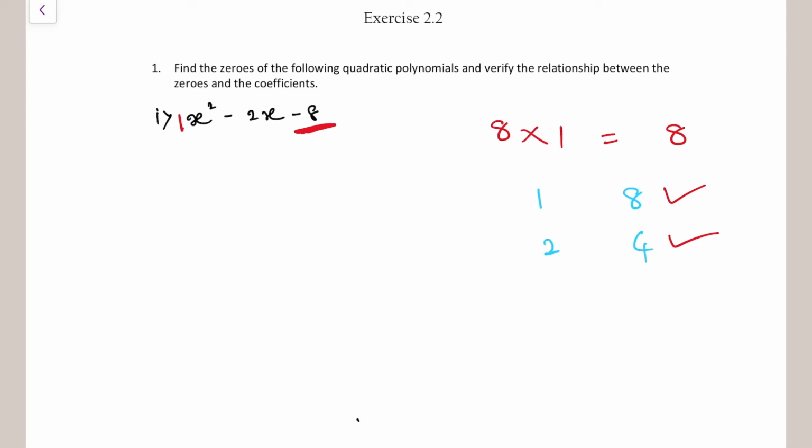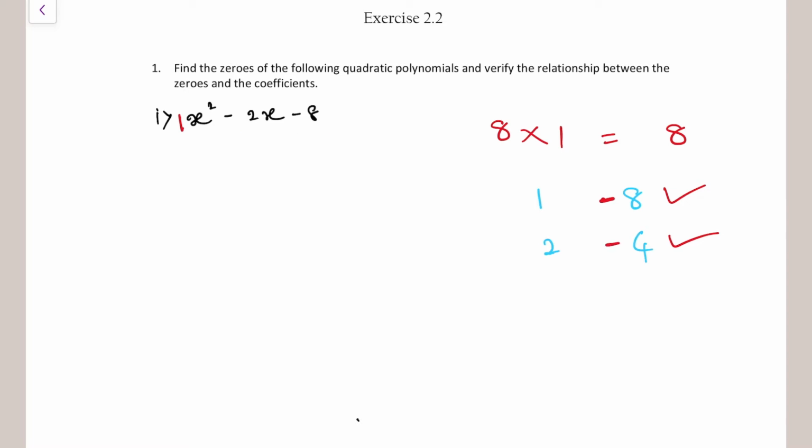Next, the middle term symbol. For the middle term, which symbol will be there? The same symbol we need to keep for the biggest number in the pair. Here the first pair is 1 and 8, right? 8 is the biggest, so keep the negative symbol. In the second pair 2 and 4, 4 is the biggest, right? So keep the negative symbol.